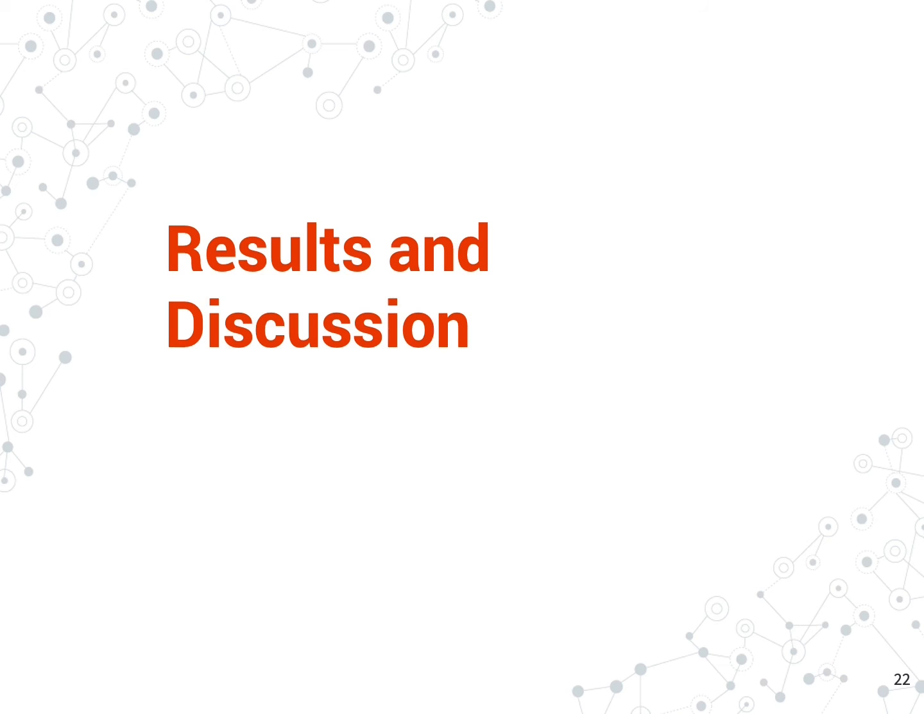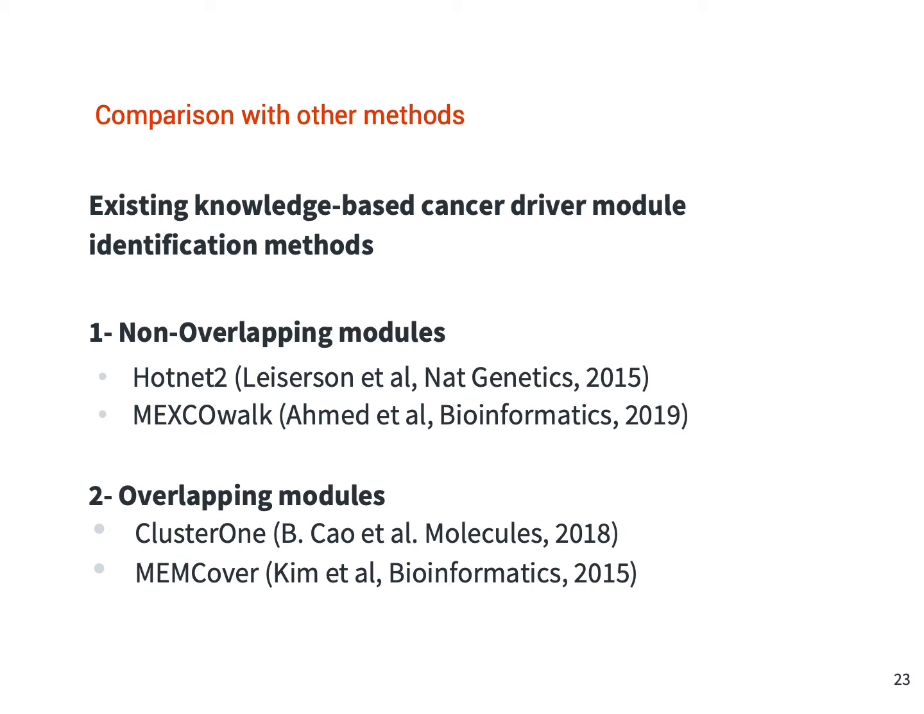Now I'll talk about the results and some discussion. The methods we compare against are four methods. Two of them provide non-overlapping modules, which are HotNet2 and MEXCowalk, and two methods provide overlapping modules. Cluster One is not designed for this specific problem, but is a general community detection method in graphs. And MutCover provides overlapping modules as a post-processing step.